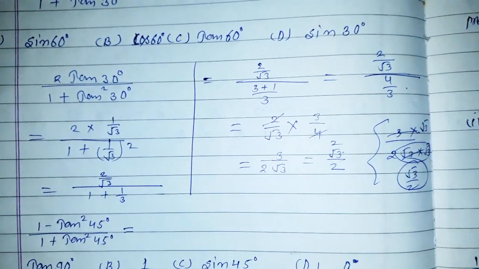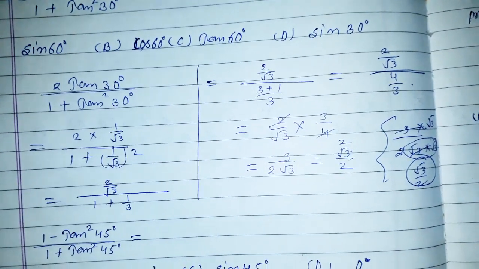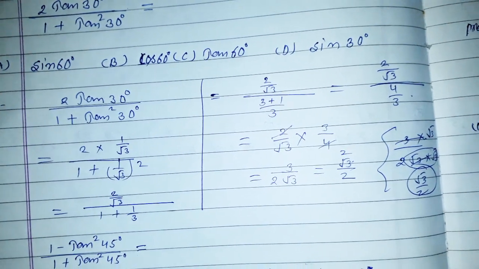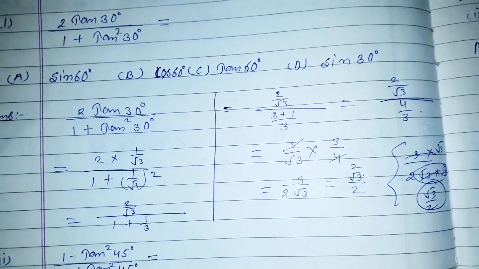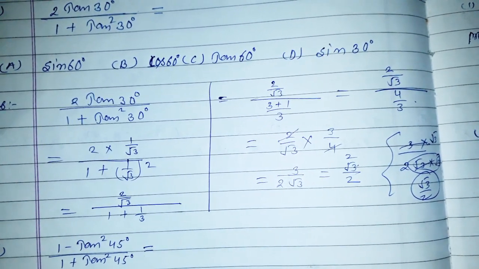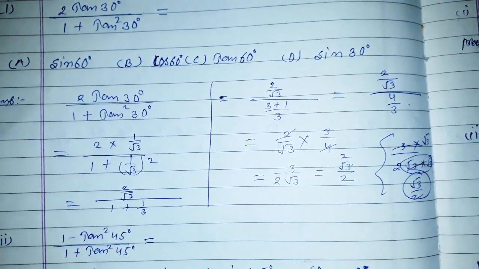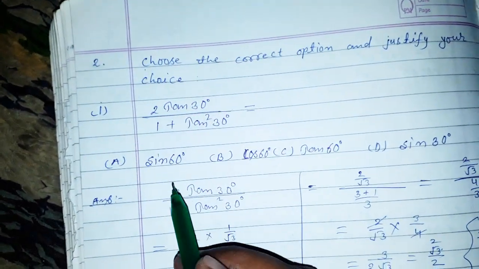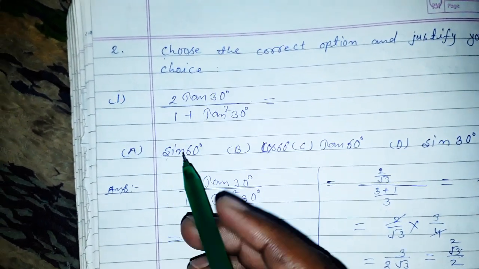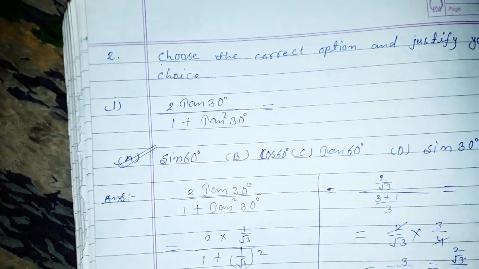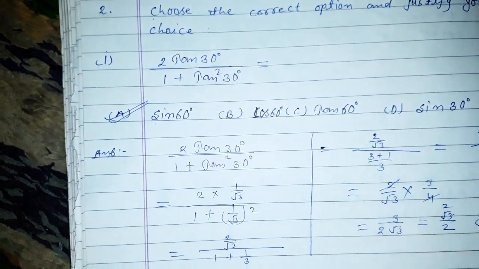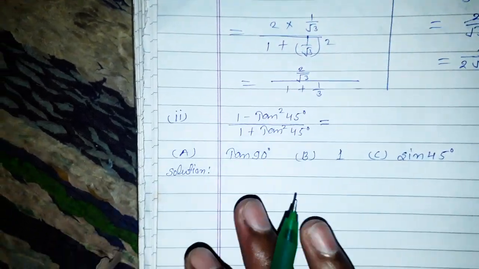What is the value of root 3 upon 2? We also know that the value of sin 60 is root 3 upon 2 and cos 30 is root 3 upon 2. So here sin 60. So the answer is sin 60. This is verification.